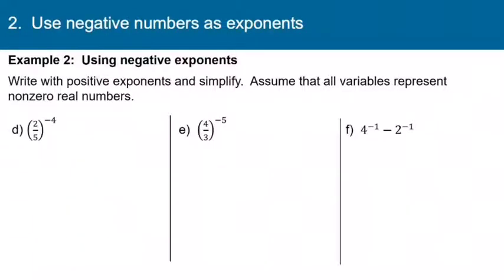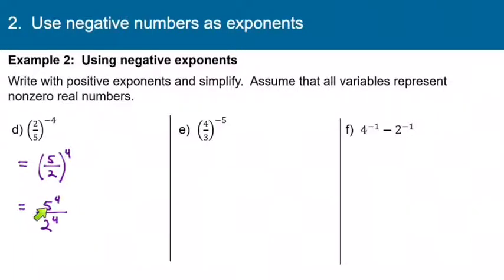Now here are a few more parts for example 2. We have 2 fifths raised to the negative 4th power. So first, I would like to get rid of the negative part of the exponent by writing this as a reciprocal. So 2 fifths will become 5 halves, and now the exponent will be positive 4. And now we can use power rule C to apply this 4 exponent to both the top and the bottom. So that's going to be 5 to the 4th over 2 to the 4th.